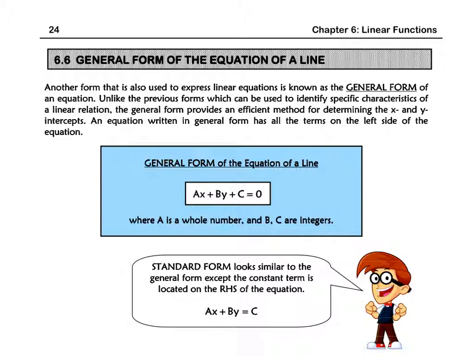With the general form of the equation, all terms are on one side of the equal sign, and your equation is always equal to 0. Another thing you need is the x term first, then the y term, and then your constant term. In addition, a has to be a whole number, which means that basically a is never negative. And b and c can be integers, which means b and c can be negative, but they still have to be non-fractions, so they have to be whole numbers that are positive or negative.